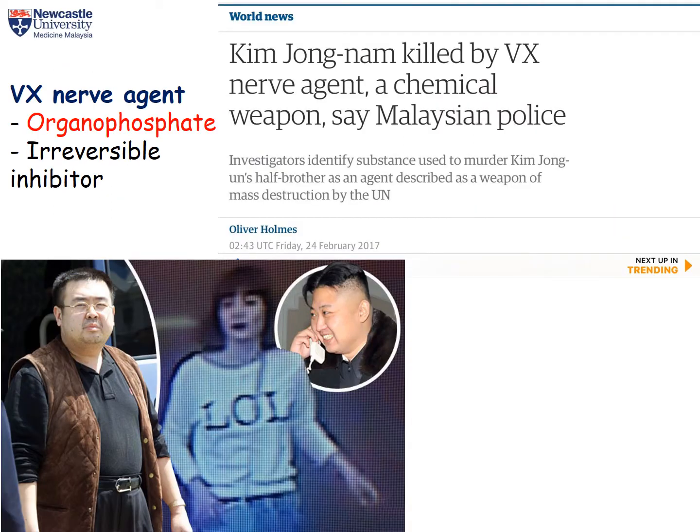Unfortunately, such toxic gas was used in Malaysia 3 years ago. The half-brother of Kim Jong-un, Kim Jong-nam, was assassinated using the VX nerve agent, which is a type of organophosphate similar to sarin nerve gas. Like sarin, this is an irreversible inhibitor and it is extremely toxic.